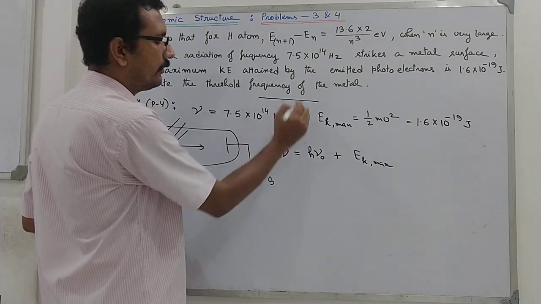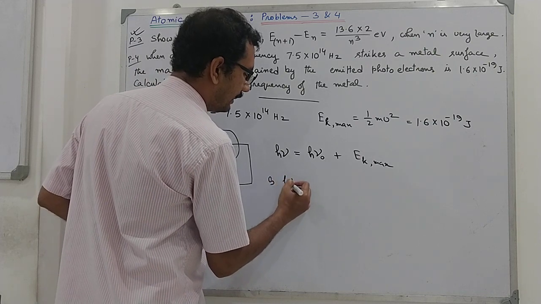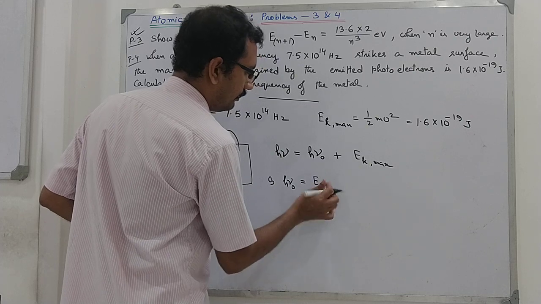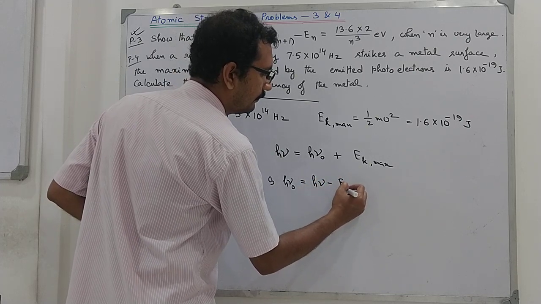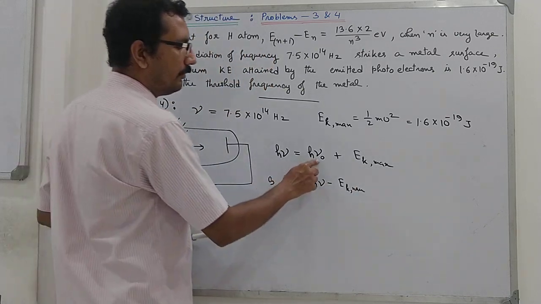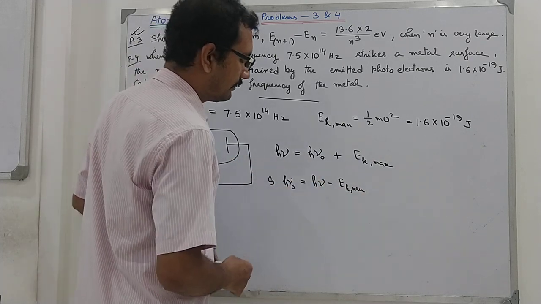You see, you have to find the threshold frequency, that is nu 0. So take it to the left hand side. H nu 0 equals h nu minus Ek max. So to find h nu 0 you have to take this to the left hand side. So it will be h nu minus Ek max.